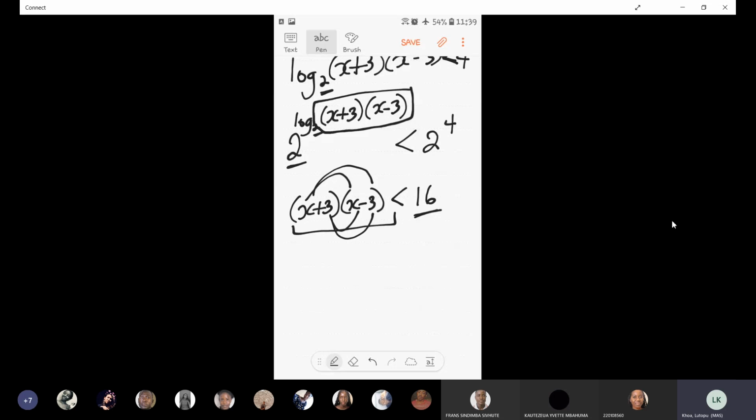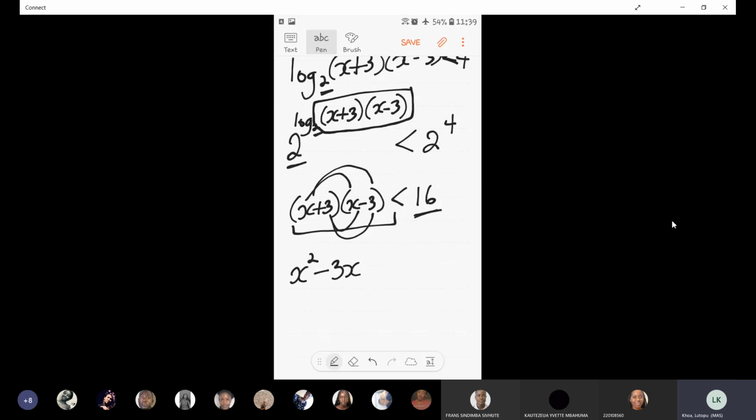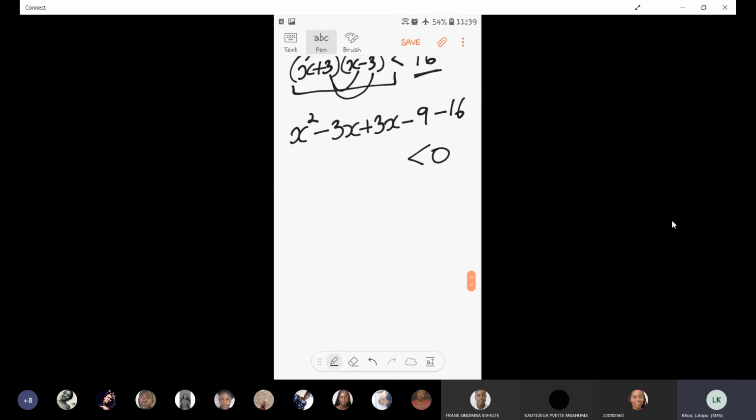So I have x times x, this gives me x squared. x times minus 3, this is minus 3x. 3 times x, this is plus 3x. 3 times minus 3, this is minus 9. Then I will subtract 16, and this should all be less than 0. So these two will cancel, because negative 3x and positive 3x add up to 0. And then what I have left is x squared minus 25 is less than 0.